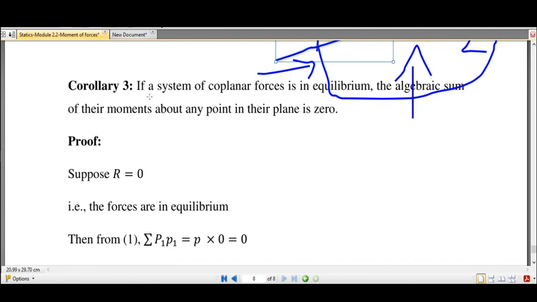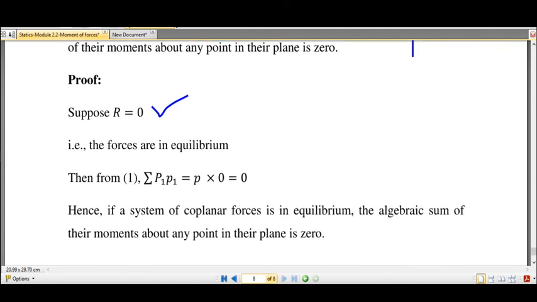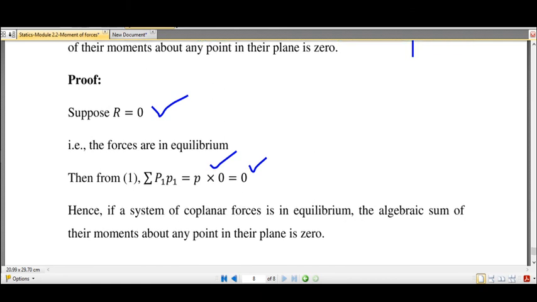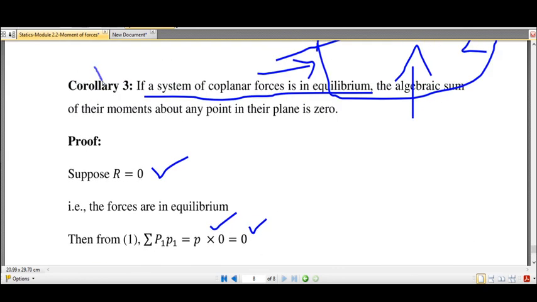What we assumed in corollary 3 is that if a system of coplanar forces is in equilibrium, then R equals 0, that is the forces are in equilibrium. Therefore, from equation number 1, summation of B1 into small b1 equals B into 0, that is equal to 0. But this is nothing but the algebraic sum of their moments about any point in their plane being equal to 0. Therefore, we get corollary 3.